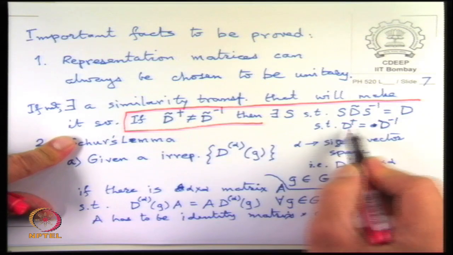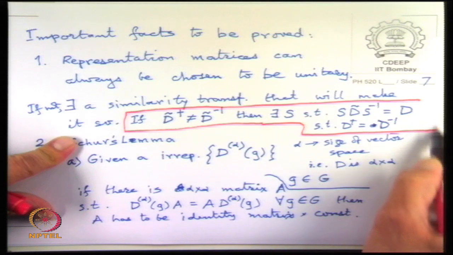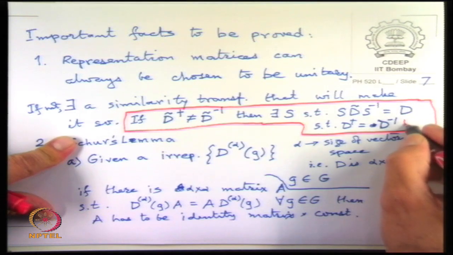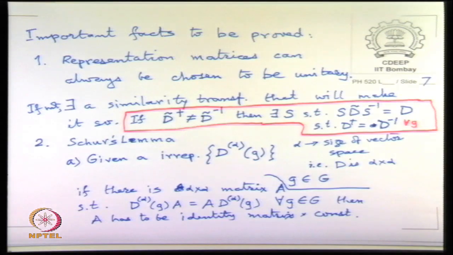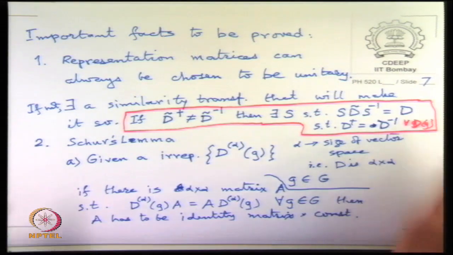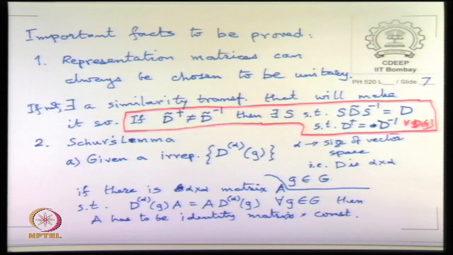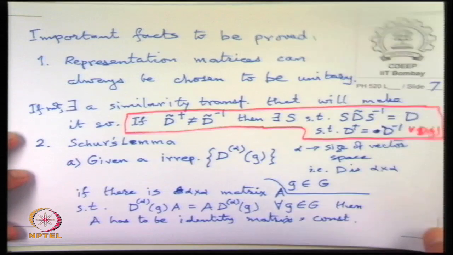And this is for all the G in the group, okay. So for all D of G. So the tilde representation, which is something arbitrary, can always be made unitary by a similarity transformation. So hopefully I prove that before we end today. Okay. But I am telling you in advance some of the things as a preview.